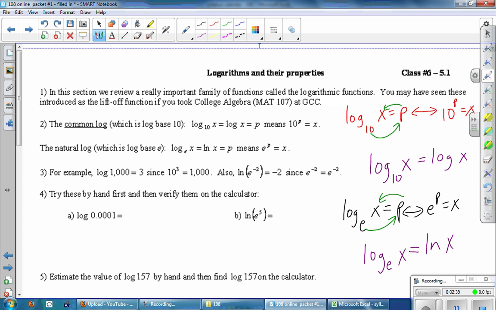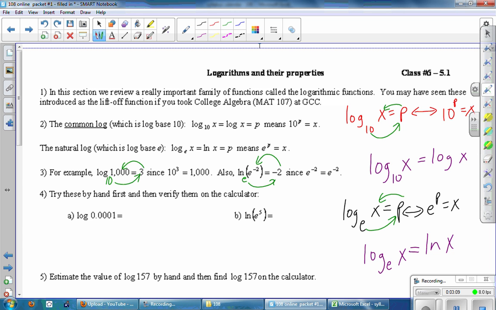Number 3, for example, log of 1,000 equals 3, since, and then here I'll write in the invisible 10, 10 raised to the third power equals 1,000. Also, ln of e to the negative 2, I'll write in the invisible base there. e raised to the negative 2, does it equal e to the negative 2? Sure, it does.